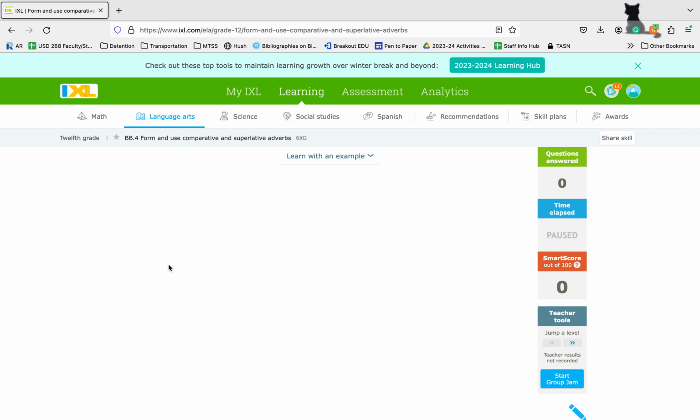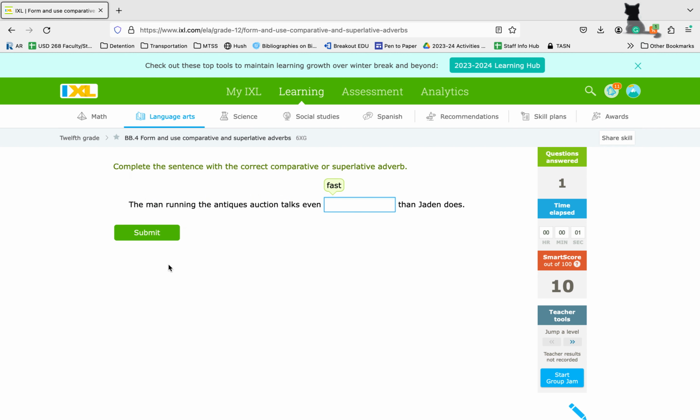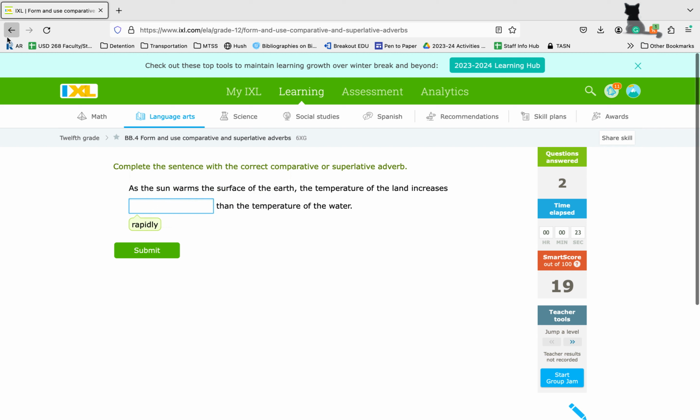There you go. The man running the antiques auction talks even fastest than Jaden does. So on this one, we're comparing the man running the antiques auction and Jaden, two pieces. Those are comparative, so we're going to use the ER ending, faster. So let's go take a look at the exercises for BB5.